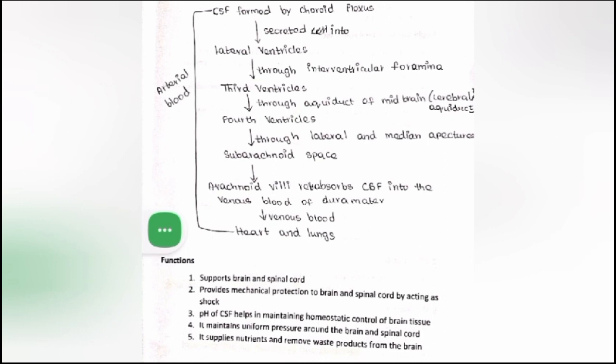We have already learned in the brain, right? And then you have the vertebral column directly attached to that. So it is secreted into the lateral ventricles. Then through the interventricular foramina, it is passed to the third ventricle. Then from the third ventricle to the fourth ventricle, it is passed through the aqueduct of the midbrain. And then from the fourth ventricle, it passes into the subarachnoid space through the lateral and median apertures. Then the subarachnoid space will directly pass it to the medulla, and finally it reaches the heart and lungs.